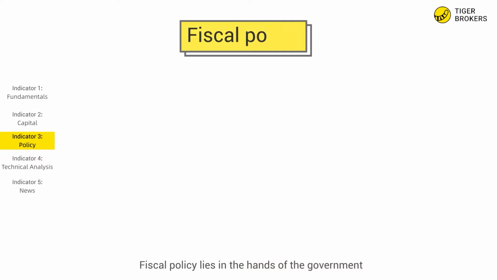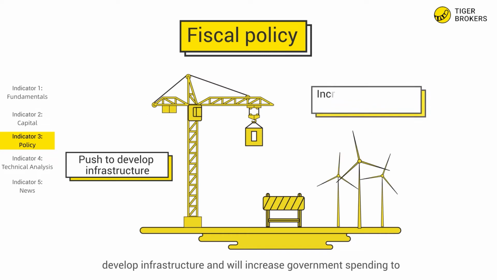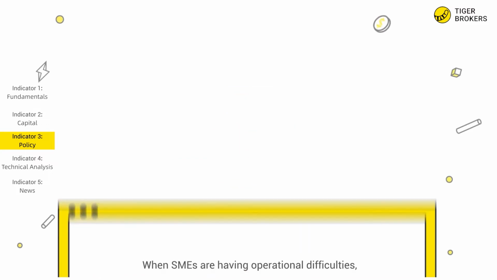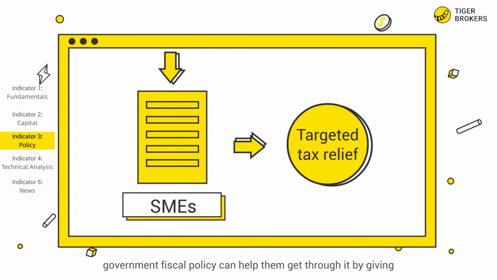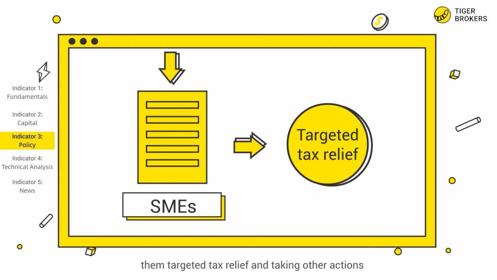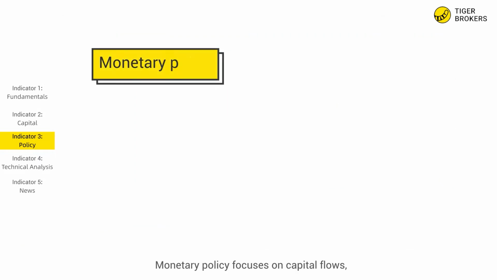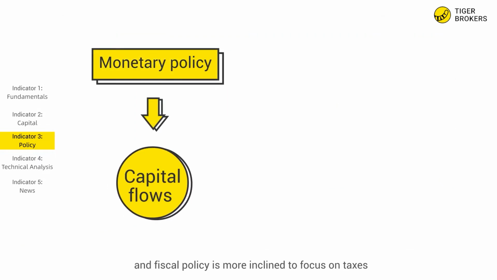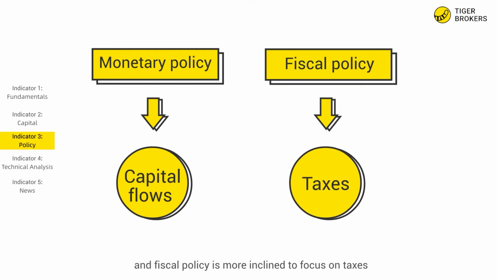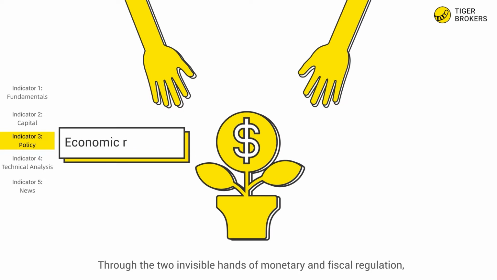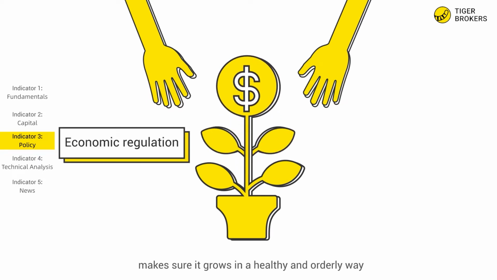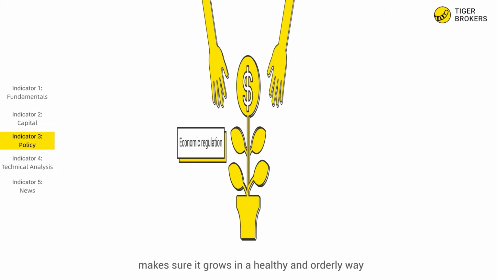Fiscal policy lies in the hands of the government. When the economy is bad, the government will push to develop infrastructure and will increase government spending to stimulate economic development. When SMEs are having operational difficulties, government fiscal policy can help them get through it by giving them targeted tax relief and taking other actions. Monetary policy focuses on capital flows, and fiscal policy is more inclined to focus on taxes. Through the 2 invisible hands of monetary and fiscal regulation, the government keeps an eye on the economy and makes sure it grows in a healthy and orderly way.